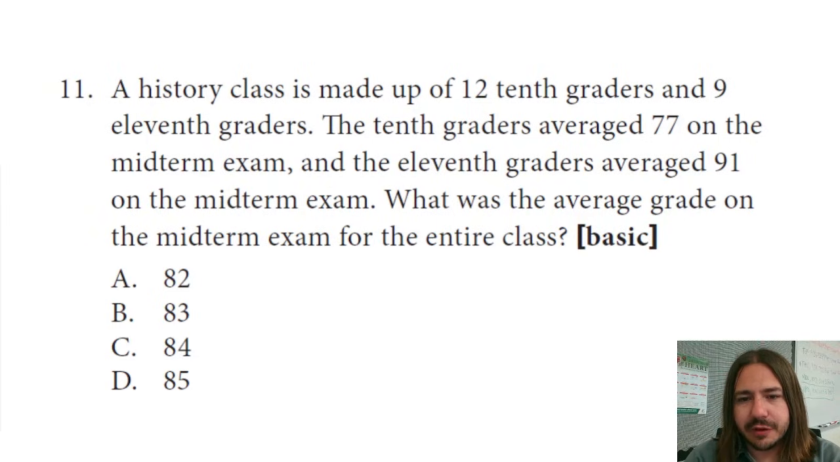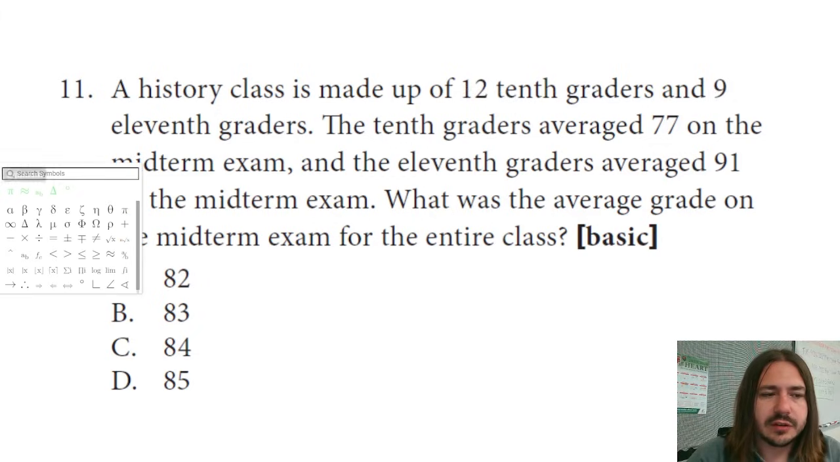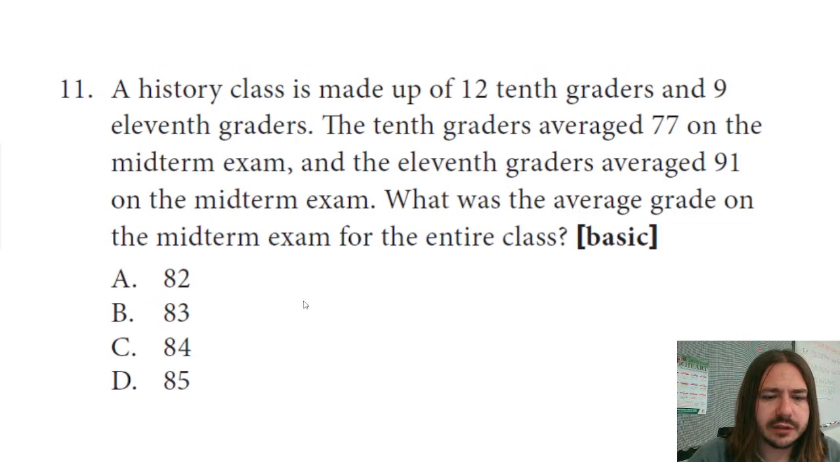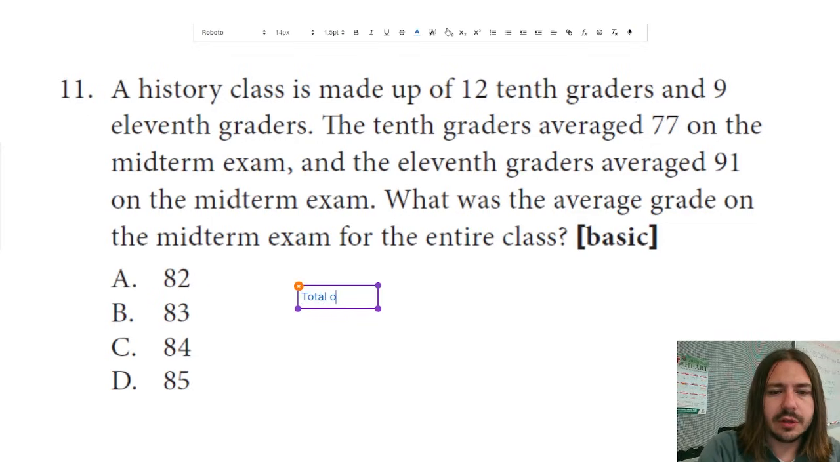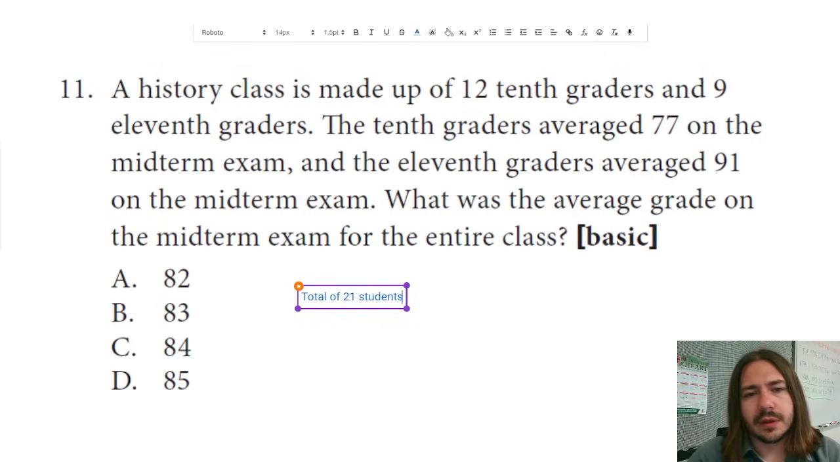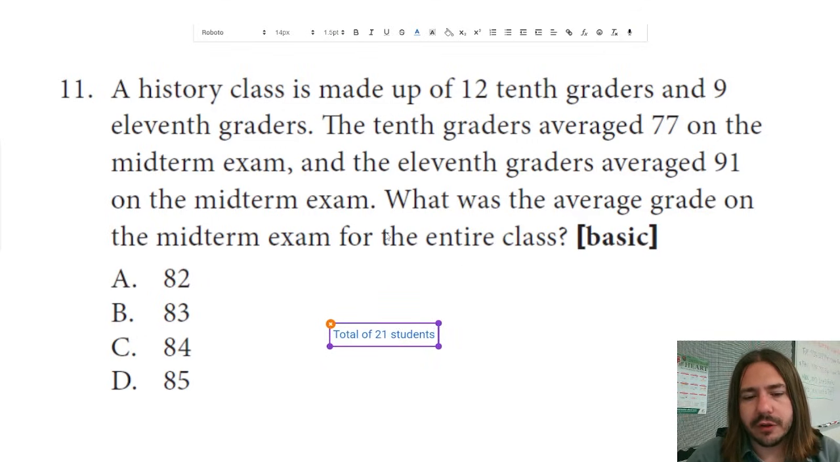Number 11 says a history class is made up of 12 10th graders and 9 11th graders. The 10th graders averaged 77 on the midterm exam, and the 11th graders averaged 91 on the midterm exam. What was the average grade on the midterm exam for the entire class? Well, we only have a total of 21 students, right? So, 12 plus 9. So we have a total of 21 students. And so what we need to do is average all 21 of their grades.